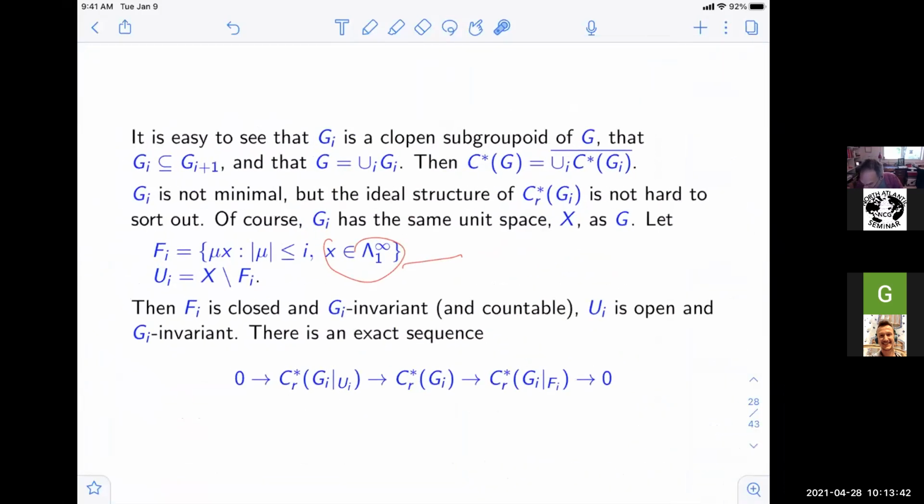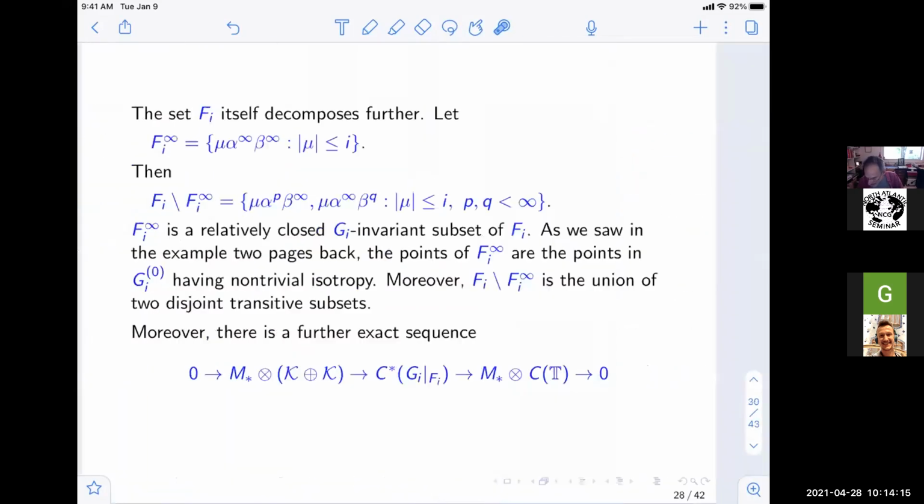So X is either of the form alpha to the P, beta infinity, or alpha to the infinity, beta to the Q, or alpha infinity, beta infinity, right? There are only a few choices for what we have as the X, and only finitely many choices for mu. So the whole set F sub I is a countable closed invariant set. So it's actually quite easy to sort out what this C-star algebra is. And I think that's the next thing.